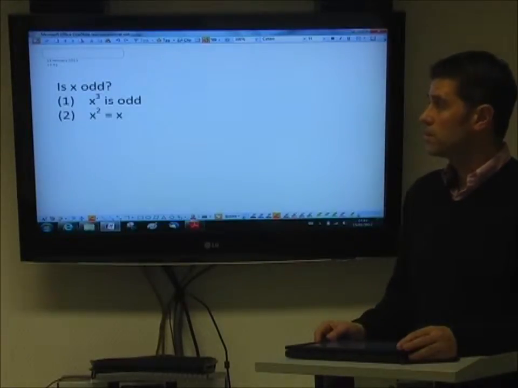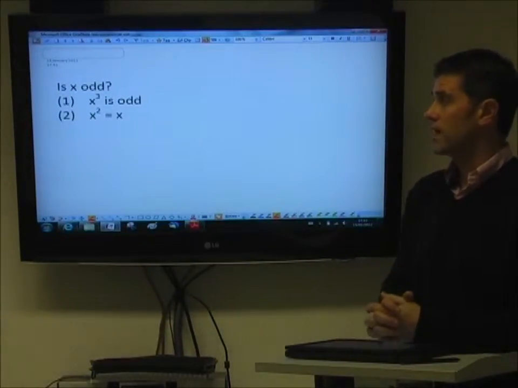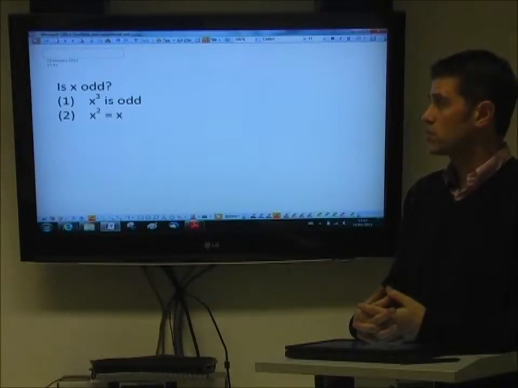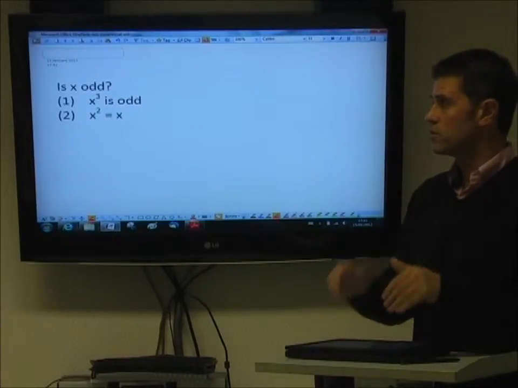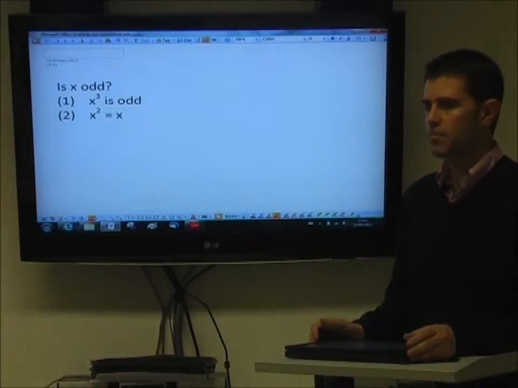Anyway, in this case, what you can see is the question is: is x odd? Statement 1 says x cubed is odd, and statement 2 says x squared equals x. Most people, when they look at this, think it's much easier than it really is, and they attack it too quickly, and I would say maybe 99% of the people are going to get this one wrong.